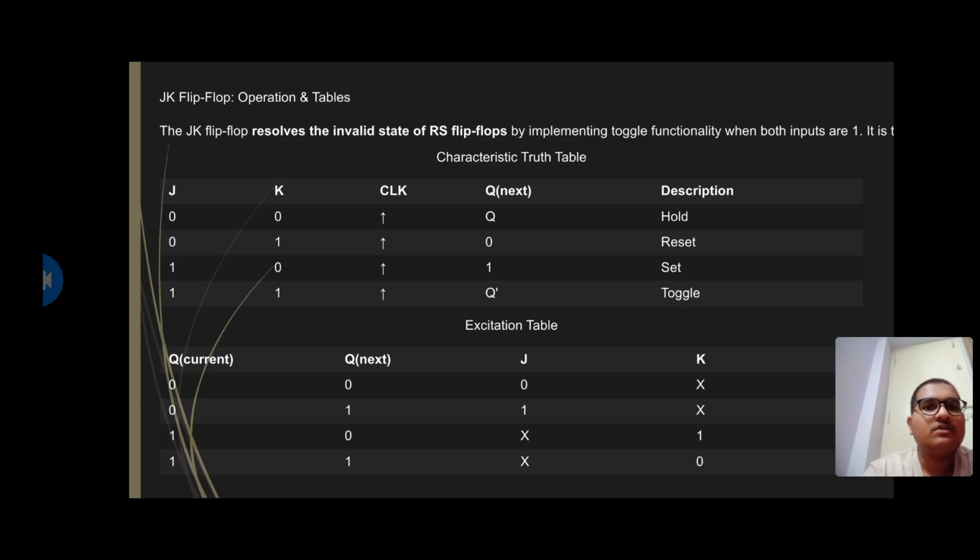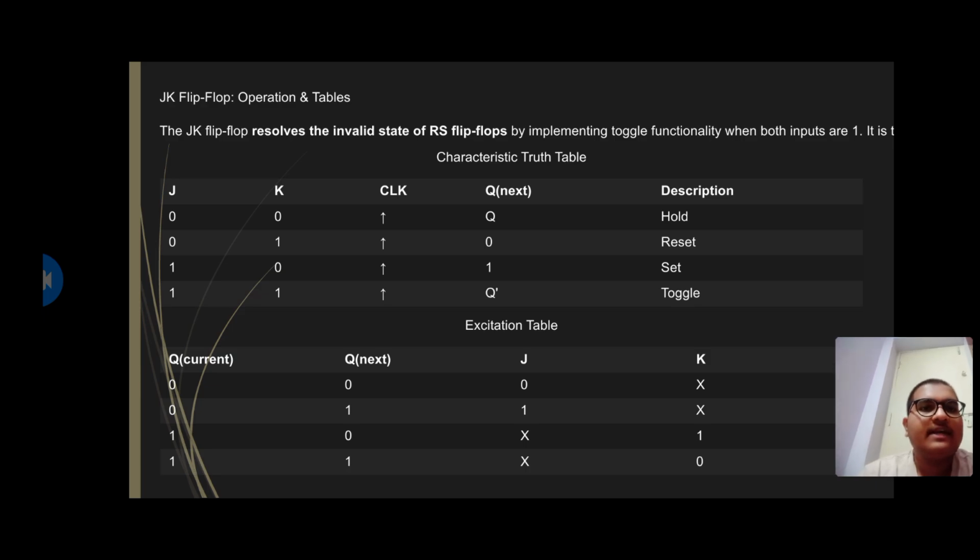When J is equal to 1 and K is equal to 1, clock is rising, Q next is equal to Q bar, which is toggle state. Here, to satisfy this toggle state in SR flip-flop, it is invalid. So to satisfy this, we use this JK flip-flop.